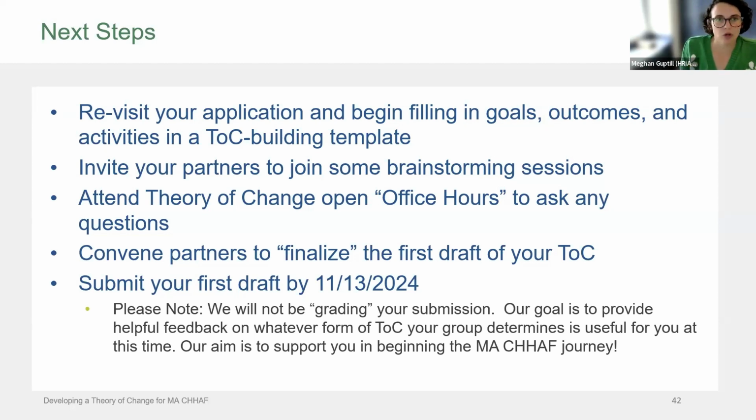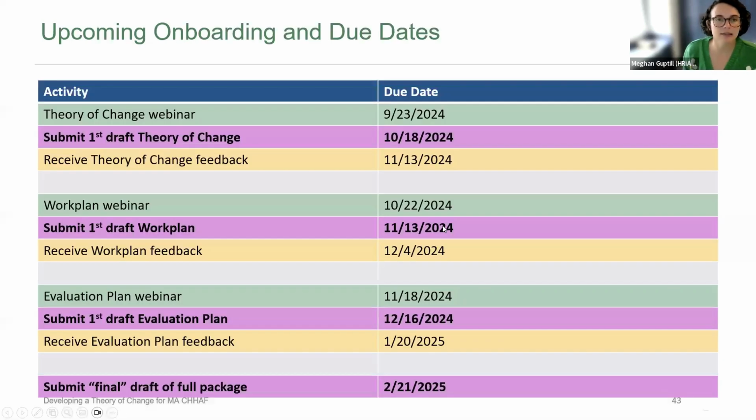That draft will go to your program officer and to the general Massachusetts Community Health and Healthy Aging Funds email, which I'm going to put in the chat. And we'll repeat all of this in our follow-up email as well. We're not grading your submissions. We're not judging them. We're just going to be reviewing them and providing some feedback to the draft that you share. Hopefully that is useful and can help it get to that next iteration, and it'd be a good launching point for your initiative. And if you don't mind going to the next slide.